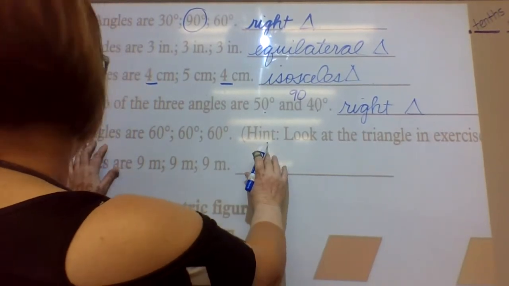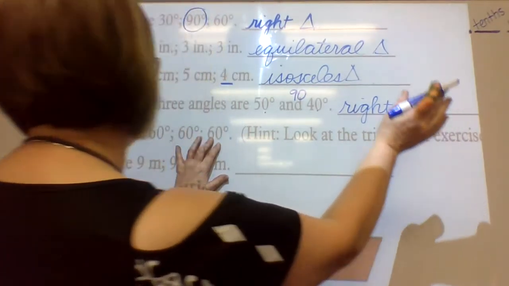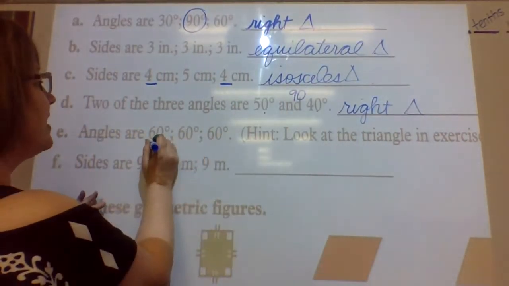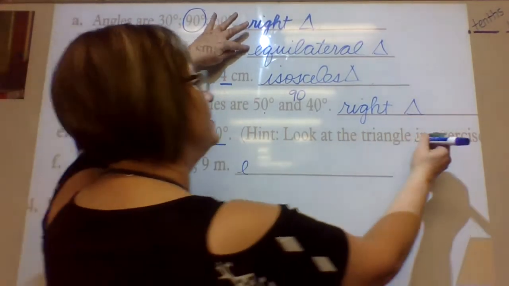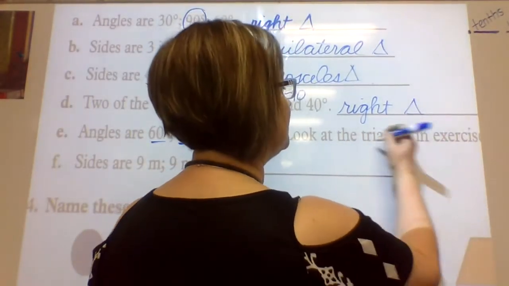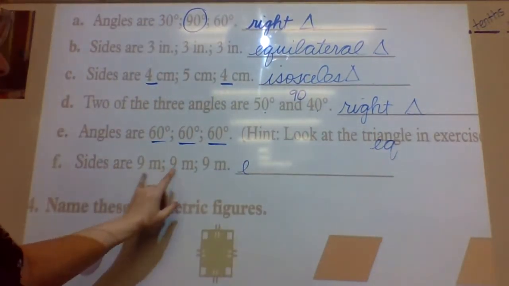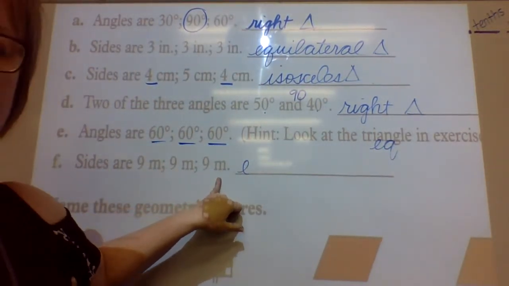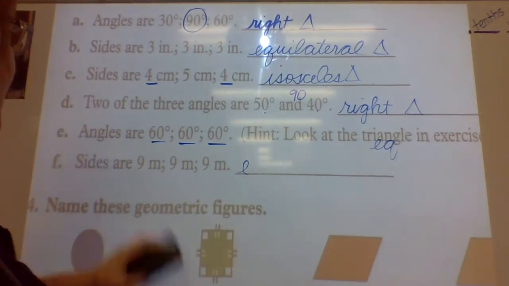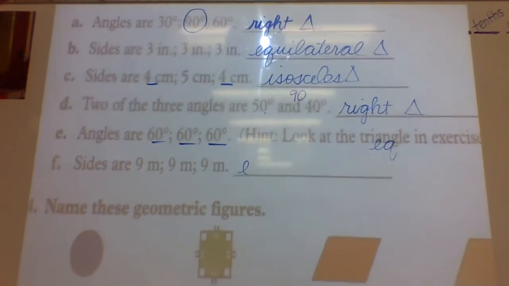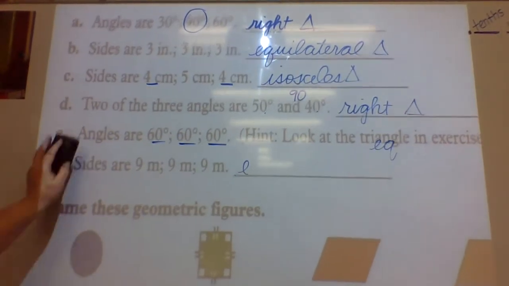Okay? Angles are 60, 60, and 60. Look at the triangle in exercise, whatever. We don't need to look at that. All three sides are the same. We're back up here again. It's a, whoops. Well, the answer's over there. Equilateral, you guys can write it. Equilateral, and then 9, 9, and 9, also equilateral. I wonder why they put two of exactly the same. Did I miss something here? No, both of those are equilateral.